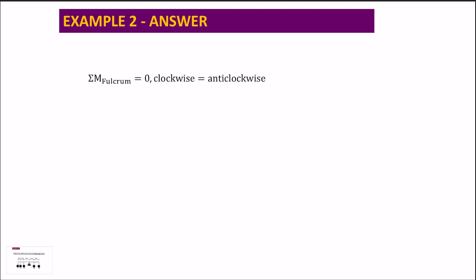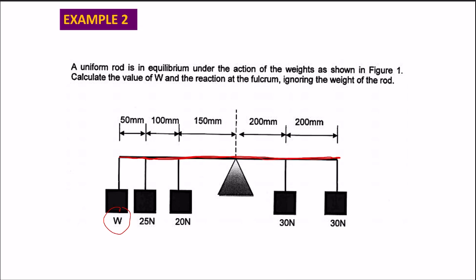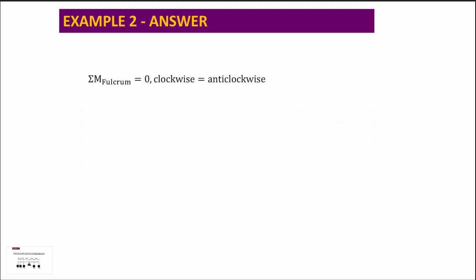Okay, so if anything, kita akan take moment dekat fulcrum. Sebab fulcrum ni lah kita nak tahu whether dia in a state of equilibrium or not. So, fulcrum ni yang menentukan. Jadi, berapa weight yang kita boleh letak on the W here so that the rod is in equilibrium. Right. First, kita akan identify which one yang clockwise. Okay, so jalan kerjanya sama saja, which is moment at fulcrum is equal to 0, clockwise equal to anti-clockwise.